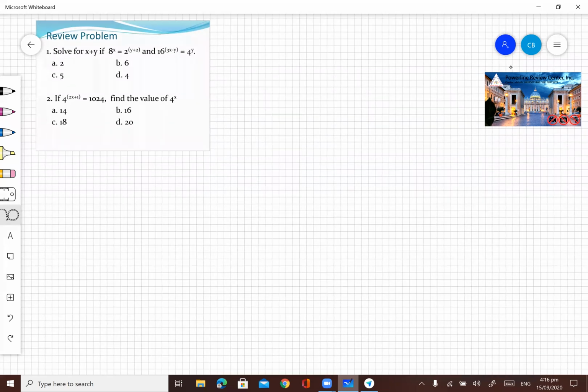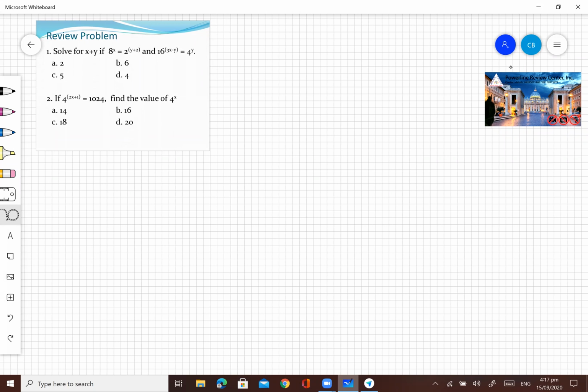Number 1, solve for the possible value of x plus y for the given equation. That is, if 8 raised to x equals 2 raised to the quantity of y plus 2, and 16 raised to the quantity of 3x minus y, close quantity, equals 4y. So, what would be the value of x plus y?